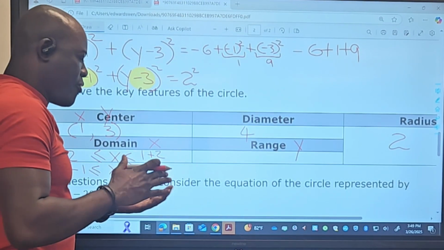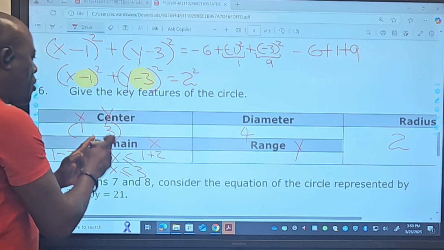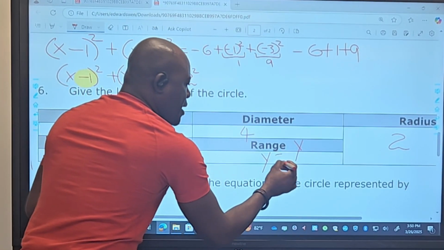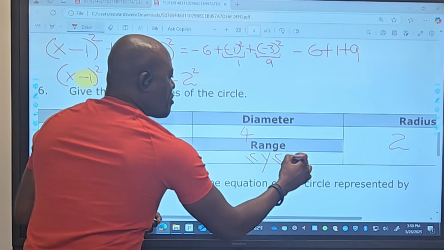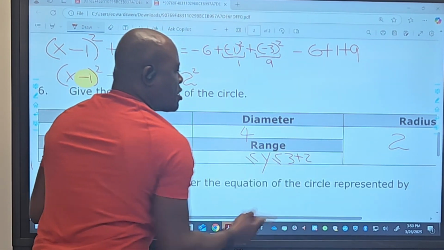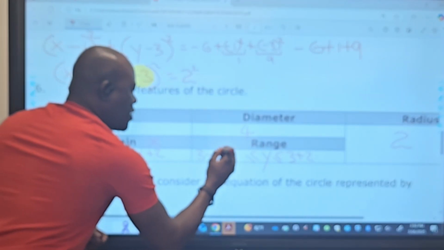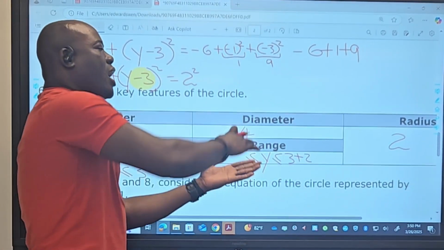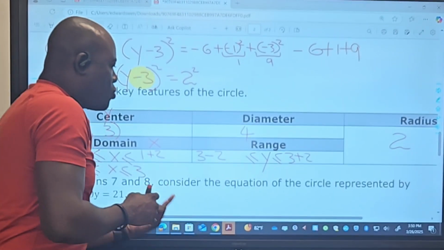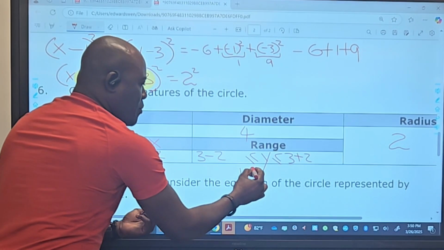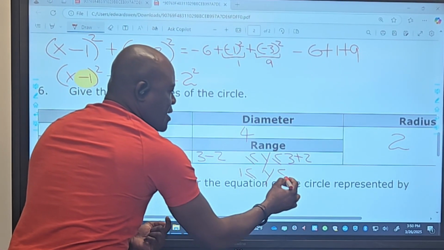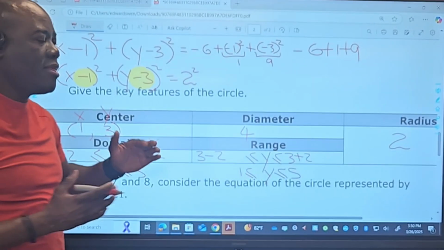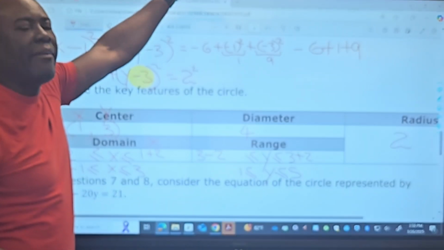Let's take a look at the range. The range is referring to how tall the graph is. So 3 is my y coordinate at the center. So I'm setting up, it's going to be 3 plus 2, which is my radius, and then 3 minus 2, my radius here. Basically, we're going up by 2, going down by 2. So 3 minus 2 is 1, less than or equal to y, which is less than or equal to 5. What this is suggesting is that my graph would be this tall, 1 all the way to 5.